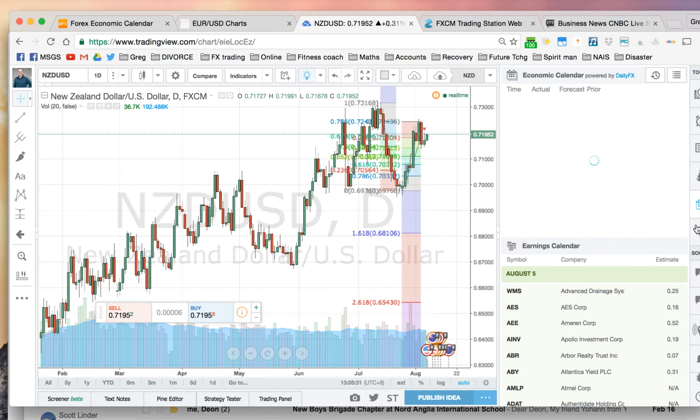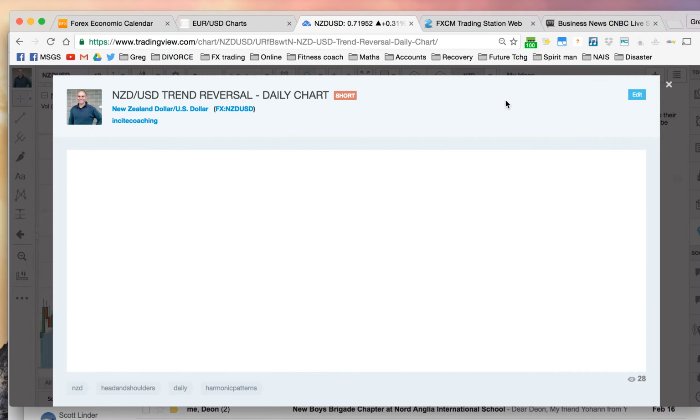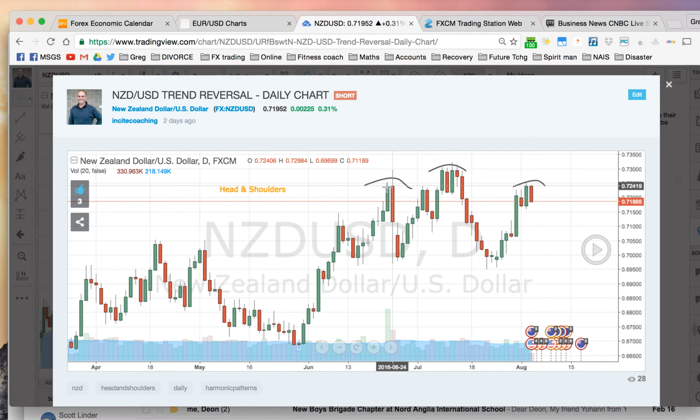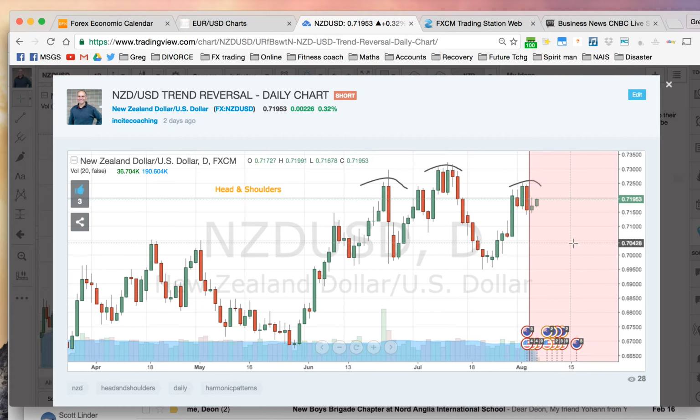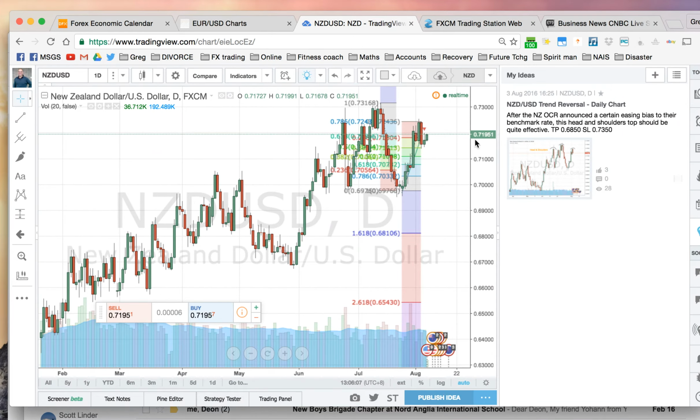My idea is here, which I've highlighted the head and shoulders pattern, and then the bars since my idea, you can see, are here. So I sold here, and we should have a confirmation on what happens on this in the next 2 or 3 days. Each candle here is a day. So 3 days since I gave this technical analysis, and we'll see what happens.